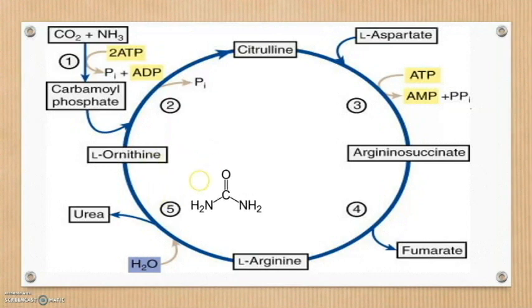And then we can see this is the formation of the urea. The first C is from the first step, which is carbamoyl phosphate, and then this NH2 is from the ammonia itself, and the other NH2 it gains from the aspartate, and O is from the H2O.